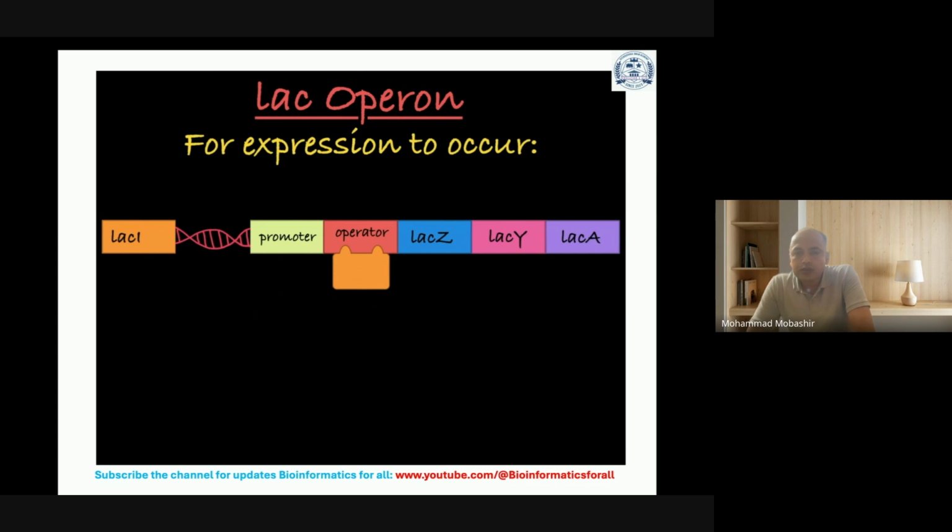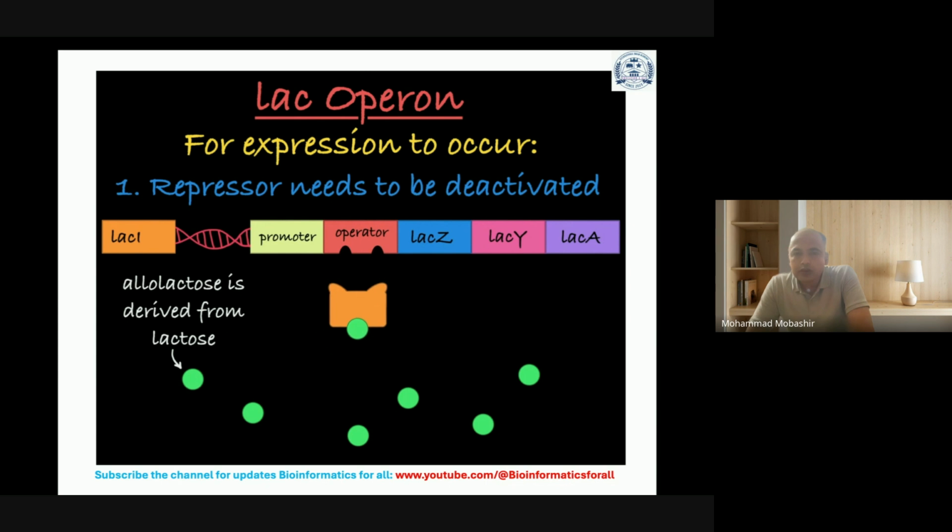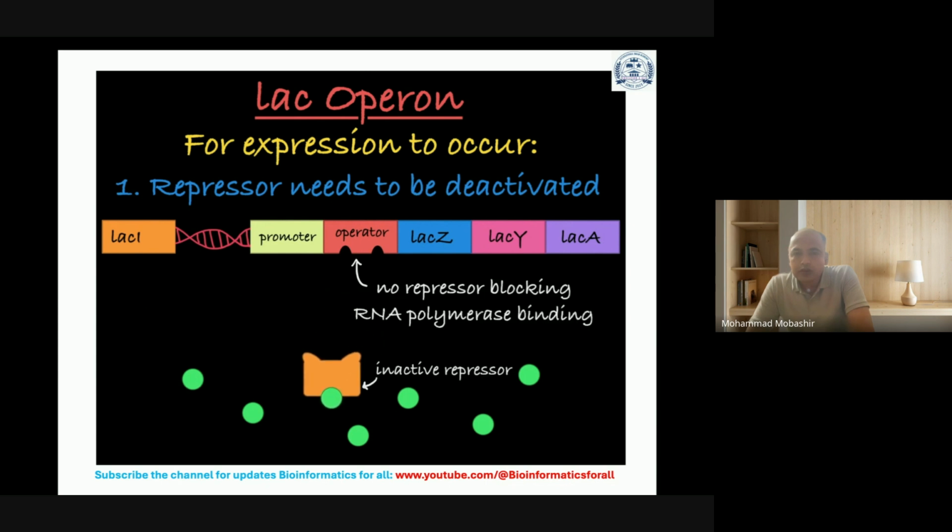For these lac operon structural genes to be expressed, two things need to happen. First, the repressor needs to be deactivated, so it cannot bind to the operator and prevent RNA polymerase from transcribing the lac genes. For this to happen, lactose needs to be present. When lactose is present, allolactose can be derived from it. Allolactose acts as an inducer for this operon by binding to the repressor, changing the shape of its DNA binding domain, and making it inactive. In this way, the presence of lactose helps promote transcription of the genes necessary for lactose catabolism.